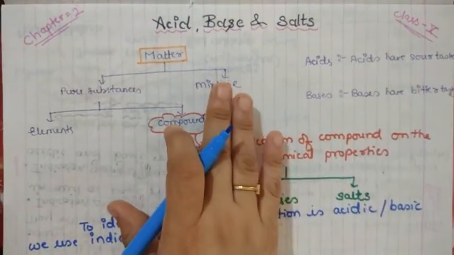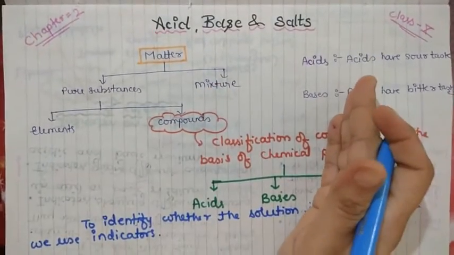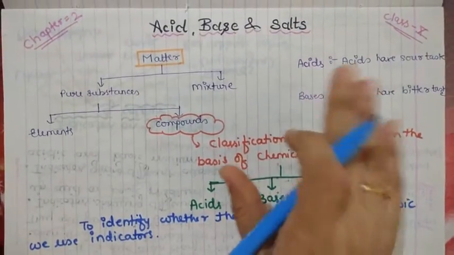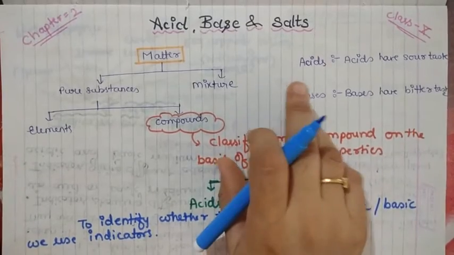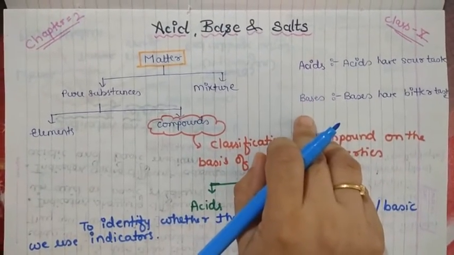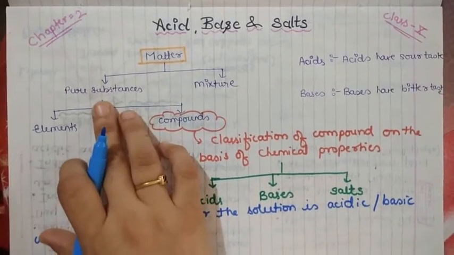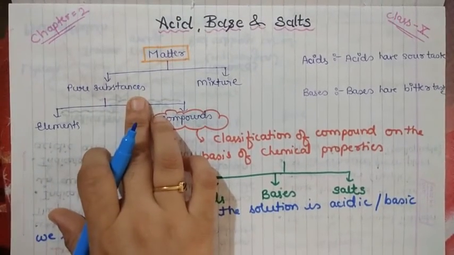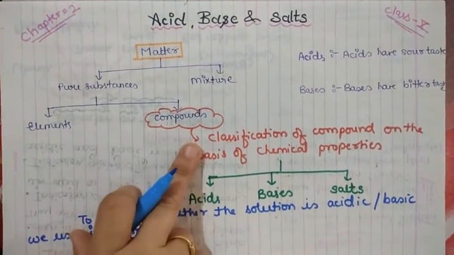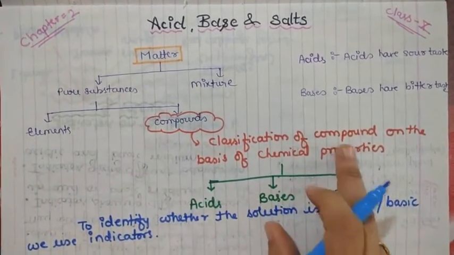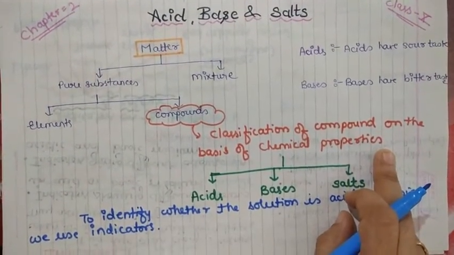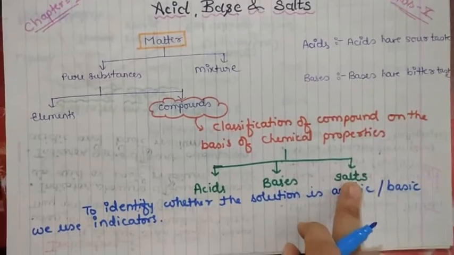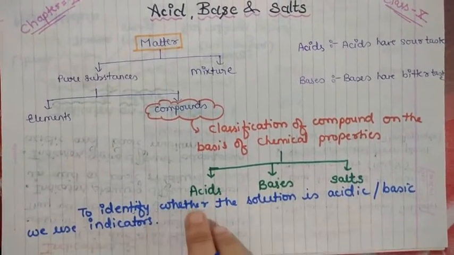Now what we have learned is the classical concept, and now we will learn about the new concept of finding acids and bases. It will be based on some theories, that is the Arrhenius theory for acids and bases. We all know that matter is made up of pure substances and mixtures. Pure substances are elements and compounds. These compounds, when classified on the basis of chemical properties, give us acids and bases, and by the reaction of acids and bases we get salt. This we have to learn in this chapter.